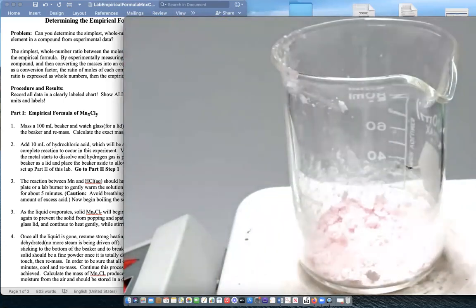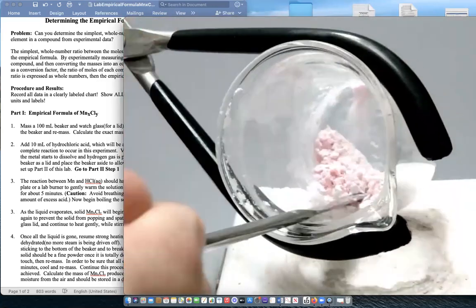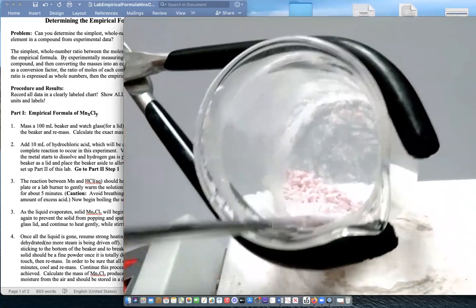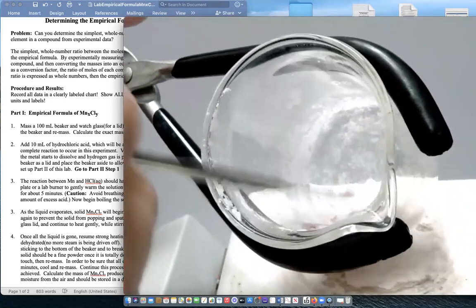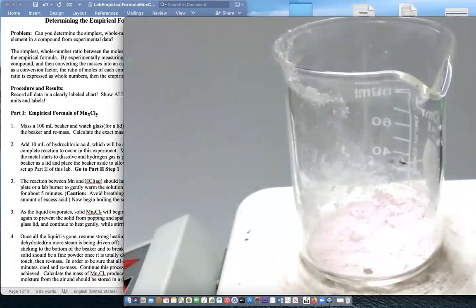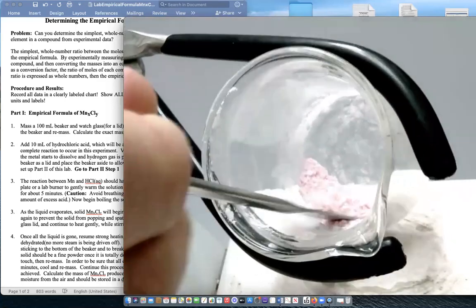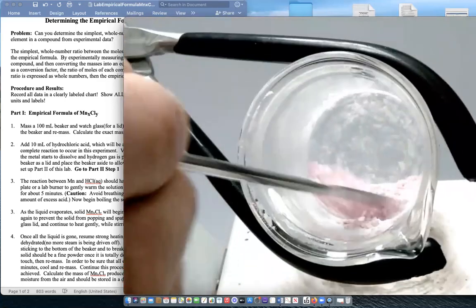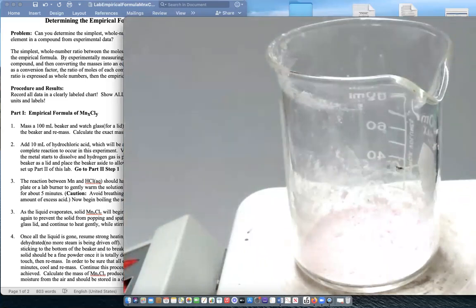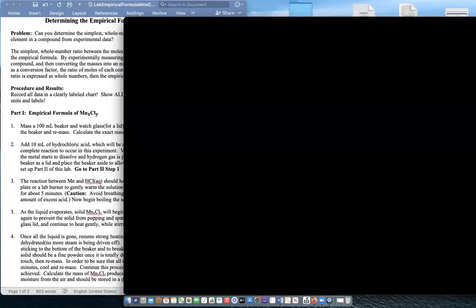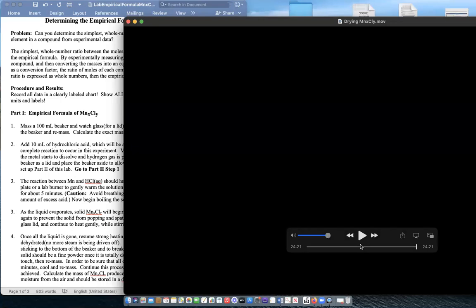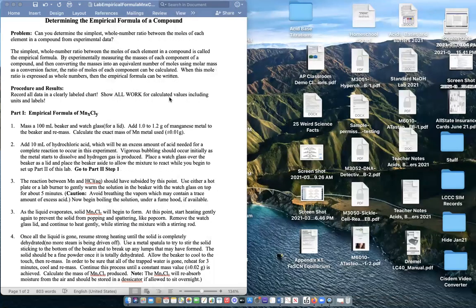Now, the other thing that you might notice is that it's pretty clumpy at this stage. What I want to try to do is to break up those clumps. So I'm using my spatula, pushing down against the side of the beaker and trying to crush and break up any of the solid particles that I have, letting any moisture escape and trying to break that up completely. If you really wanted to go crazy, you could take a mortar and pestle and actually grind that up, but we don't have to go that far.